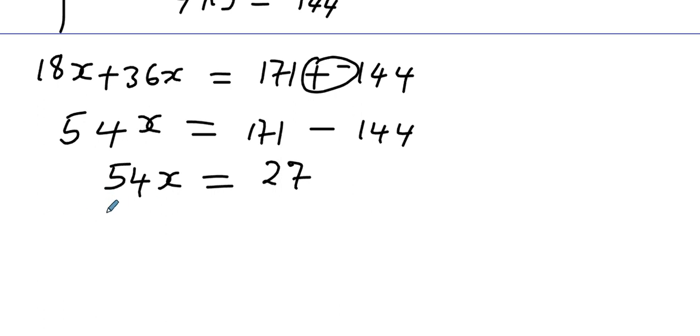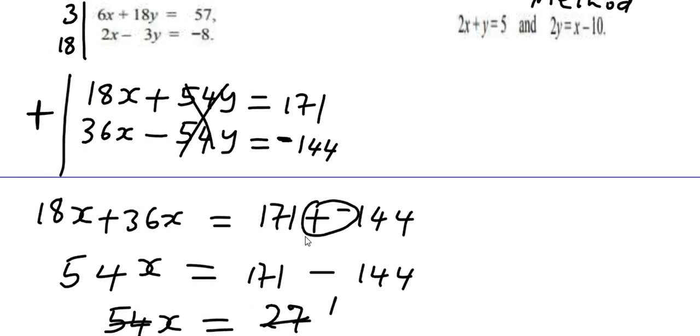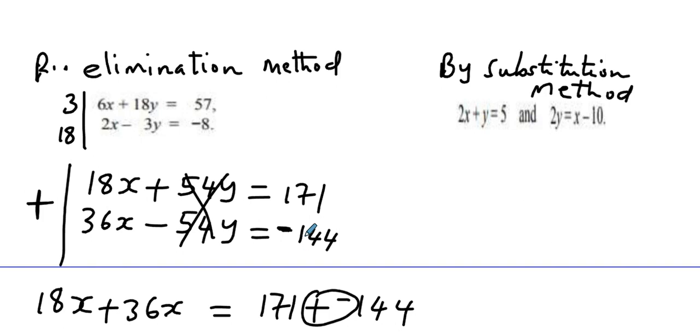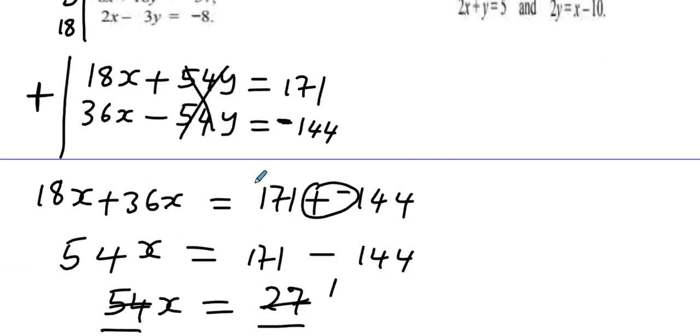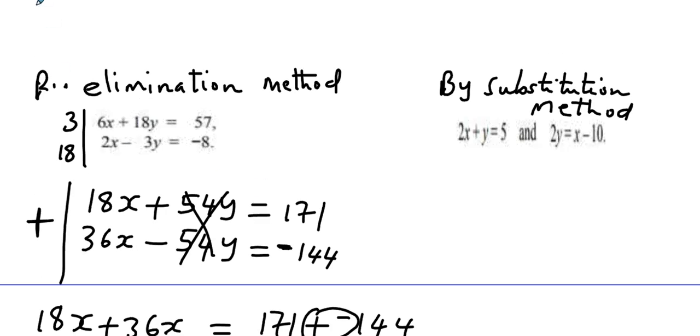To get the value for x, you need to divide by 54 here. x will be equal to, by 27, 1, and 2, so it will be half. Is it? Yes. So x will be equal to half. Alright, so we have got the value of x. Do you remember the value of y? Even me, I don't remember.